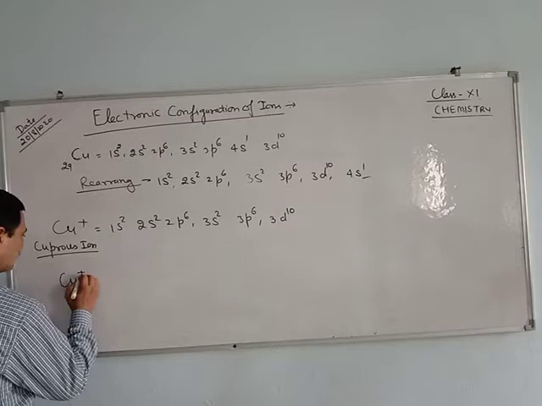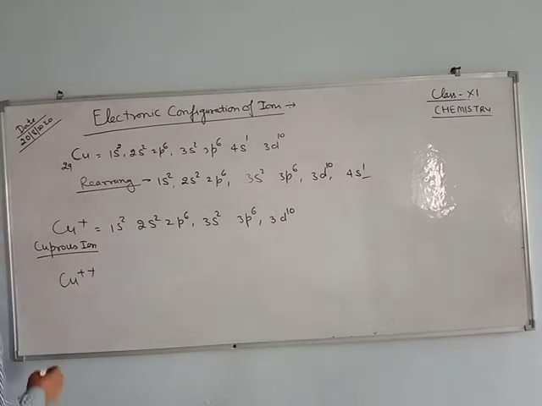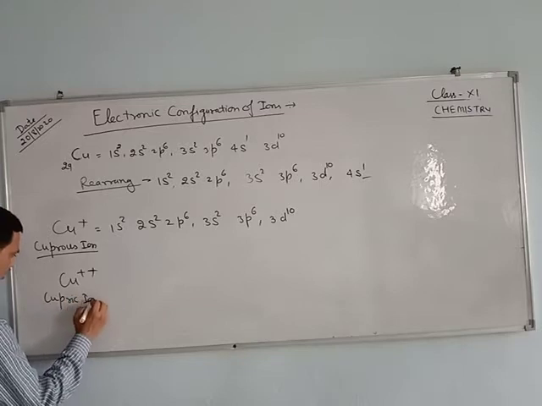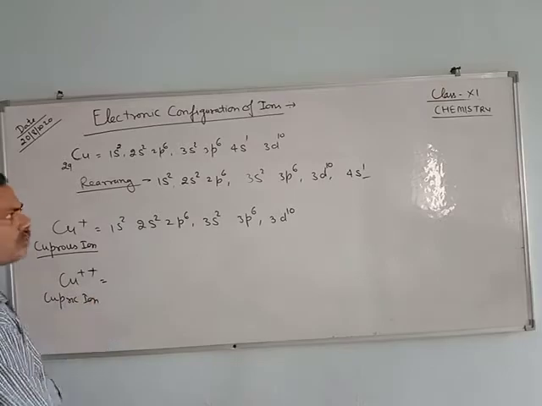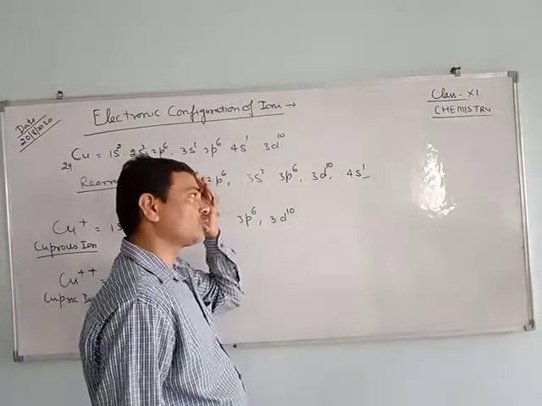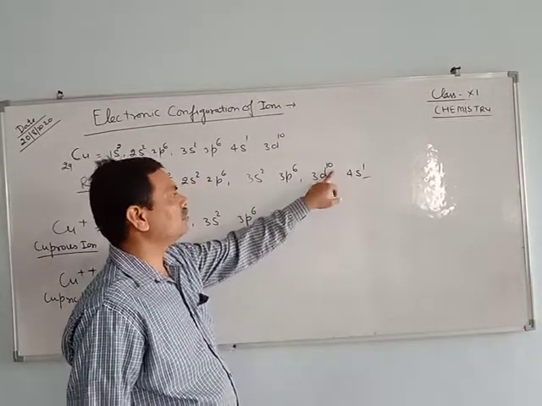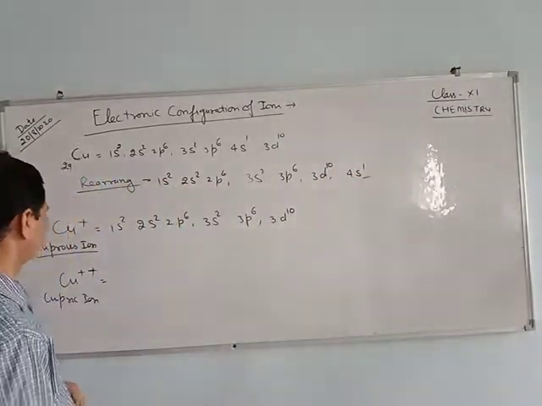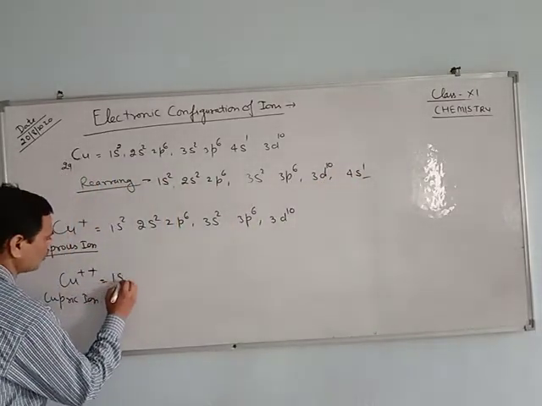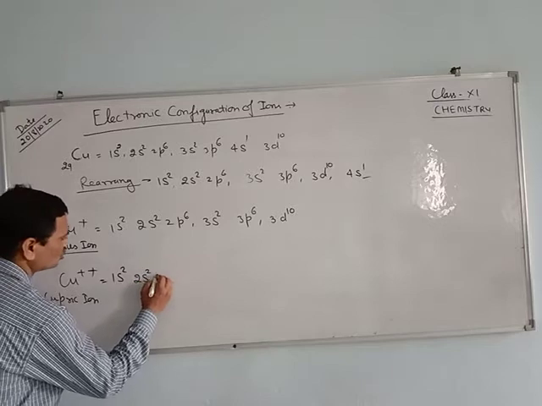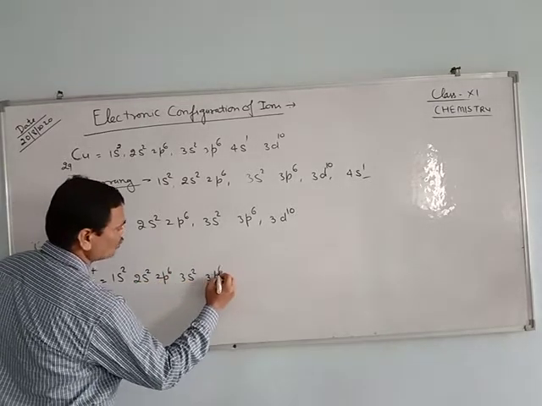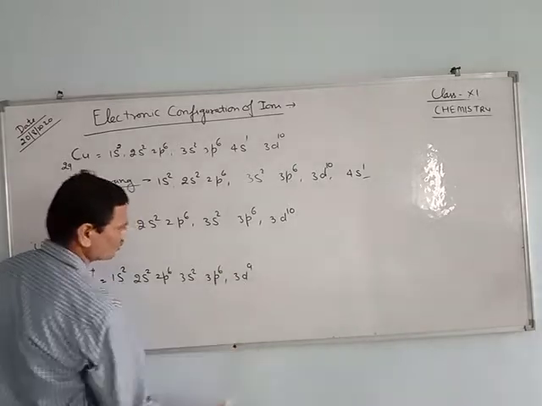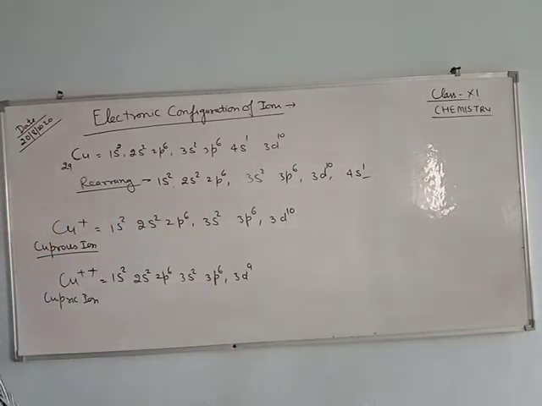If you have to write the electronic configuration of Cu 2 plus, this is called the cupric ion. Two electrons have to be removed: one from the 4s orbital and one from the 3d orbital. The electronic configuration will be 1s2, 2s2, 2p6, 3s2, 3p6, then 3d9.